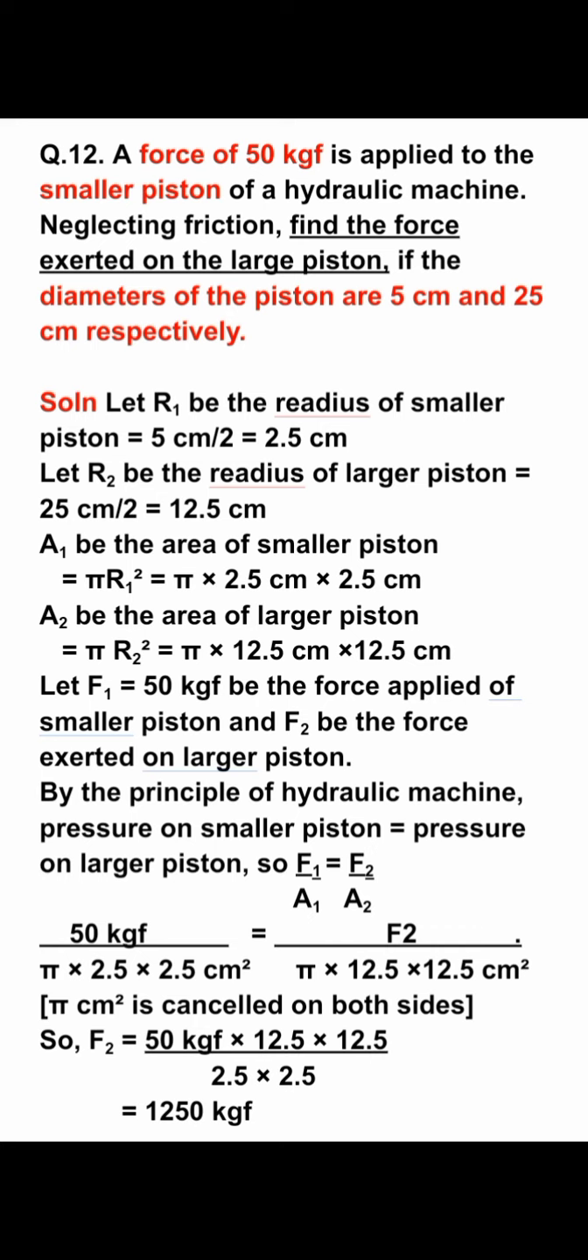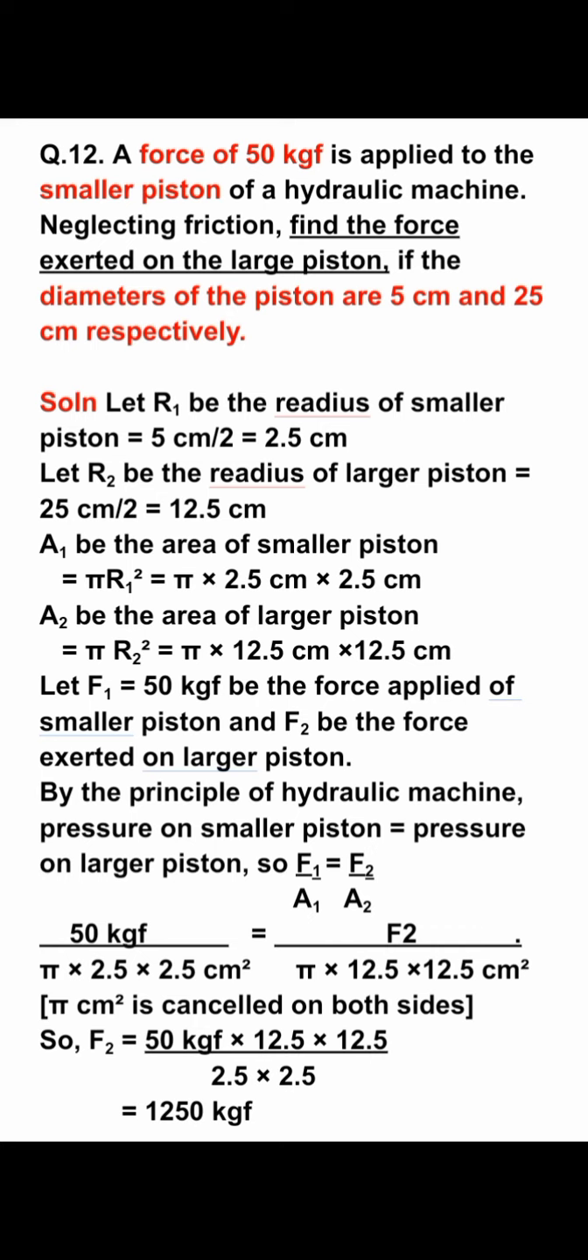Radius spelling is typed wrong; the spelling will be RADIUS. The E was typed by mistake. So let R1 be the radius of the smaller piston, equal to 5 cm by 2, equals 2.5 cm, and R2 be the radius of the larger piston, equal to 25 cm by 2, equals 12.5 centimeter. Here diameters were given as 5 centimeter and 25 centimeter, which we have divided by 2 to convert into radius.